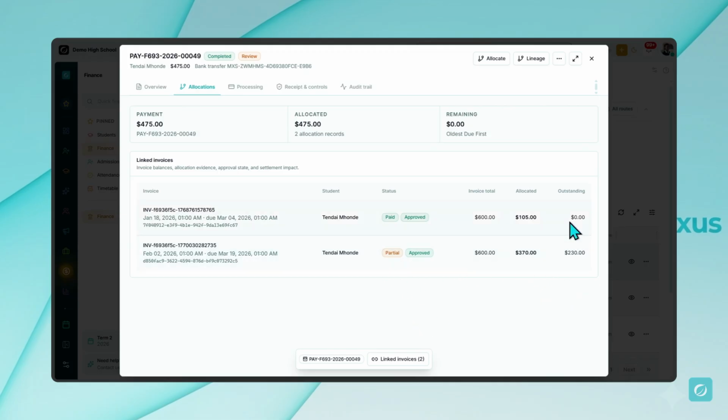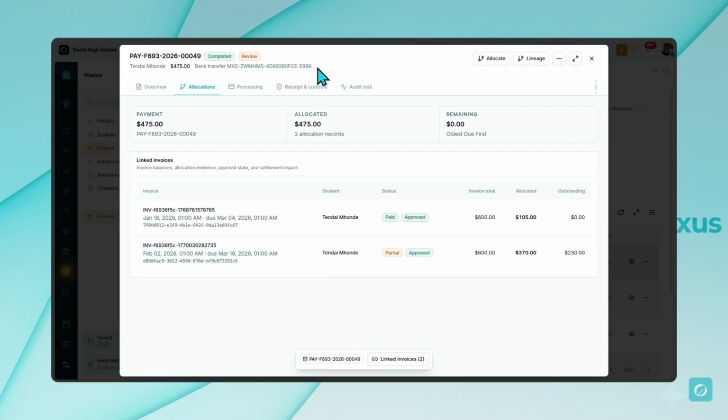Here is the complete answer: $105 plus $370 equals the full $475. The oldest invoice was completed first. The remainder moved to the next invoice. Nothing was lost and nothing remained unallocated. This is why the student can still have an outstanding balance, even though the family made a valid payment. The payment was real. It was simply not large enough to settle every outstanding charge on the account. Allocation explains where the money went. Now, we need to prove the transaction came from the bank and passed the school's controls.